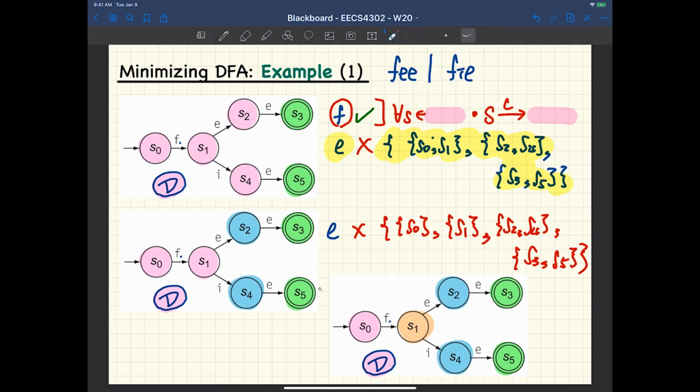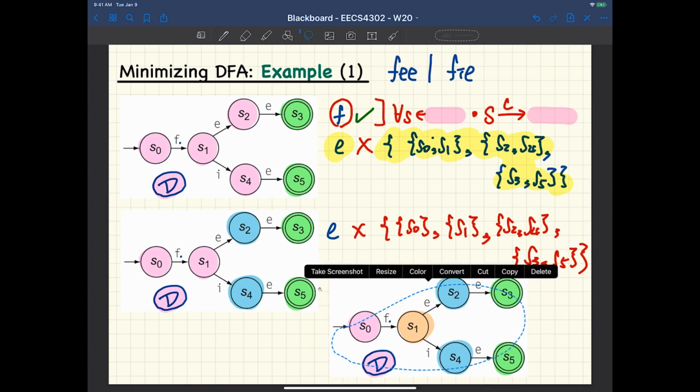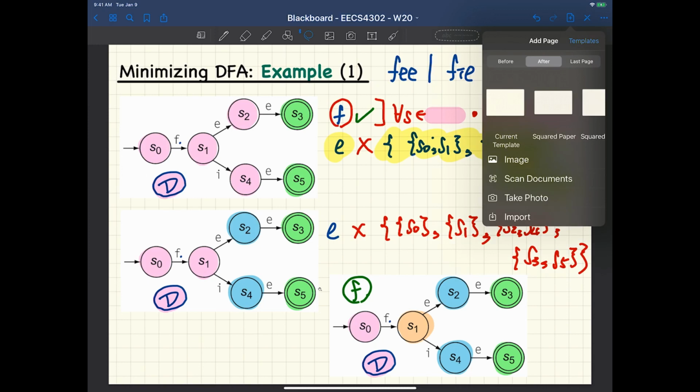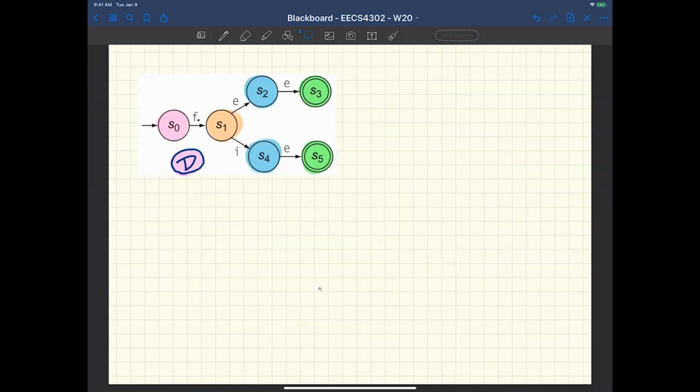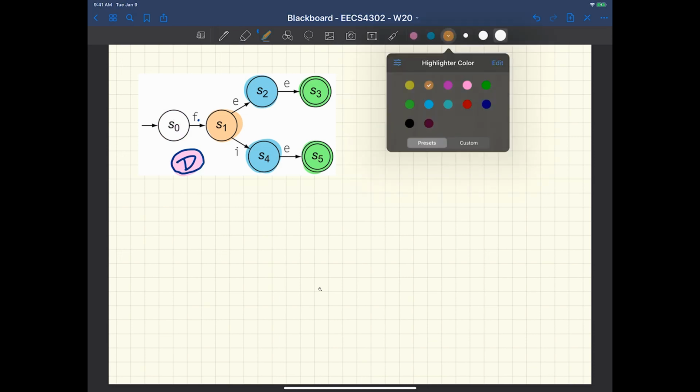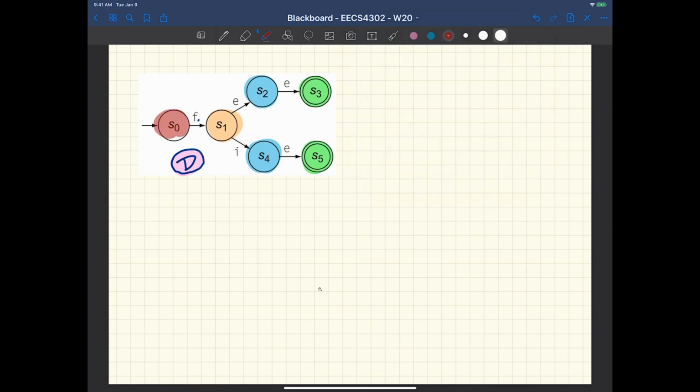So now for this one, I'll just make a note for you. It's the F that we want to change, right? So let me copy this here and go to the next one. It might be easier for me to change the color for this one. Red. Okay, so now S2, S4.